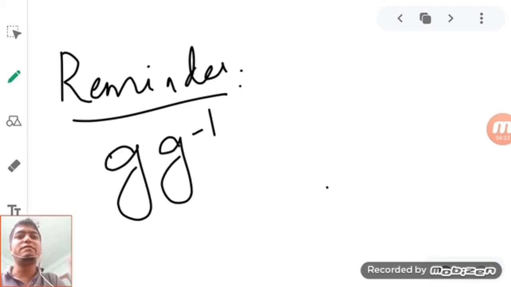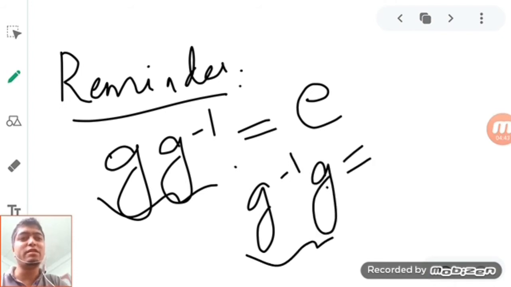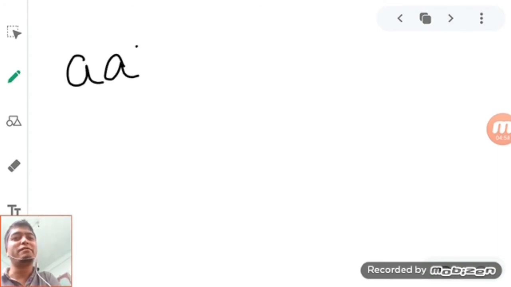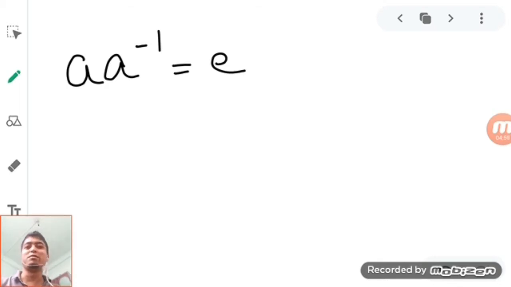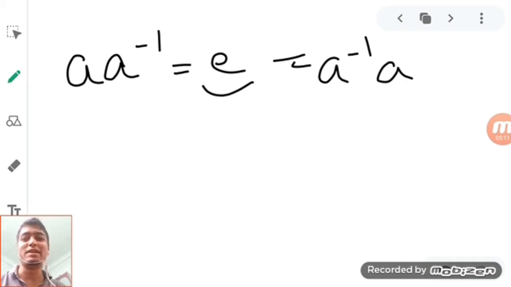Suppose you have g and g inverse together. Always remember that you can combine this one to form the identity e. Similarly, g inverse g, if they occur together like this, you can replace this by the identity e. That is the definition of the inverse in a group. So similarly, if you have a and a inverse, it doesn't matter, you can replace it by e. a inverse and a, you can also replace with e. It is just a letter. As long as a and a inverse occur together, you can always replace it by the identity element e.